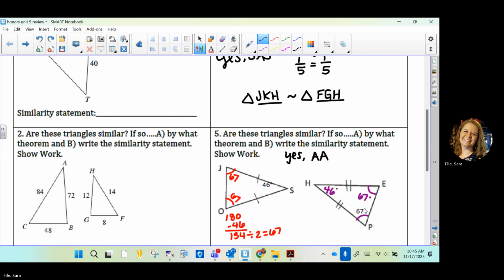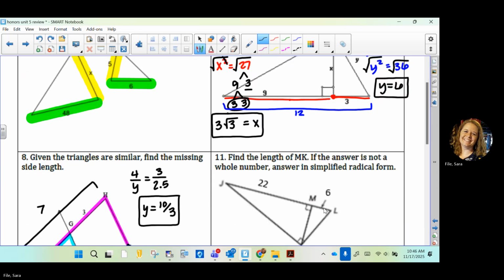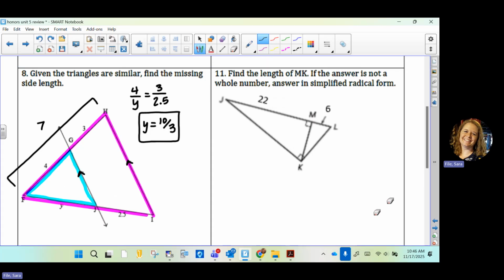11? All right, so looking at 11, and you can see if we scroll through that some are done, because I did them in another class. You can take a look at it if you want to. I did 8 with the other class. But number 11 says they want us to find the length of MK. If the answer is not a whole number, answer in simplified radical form.